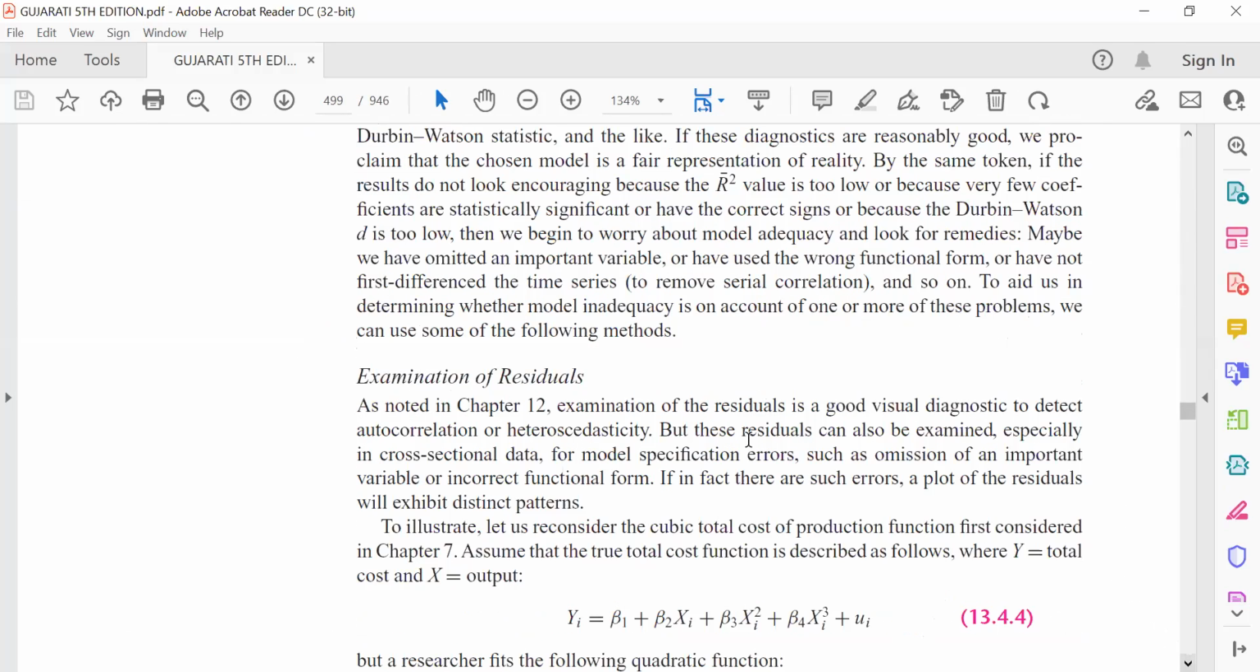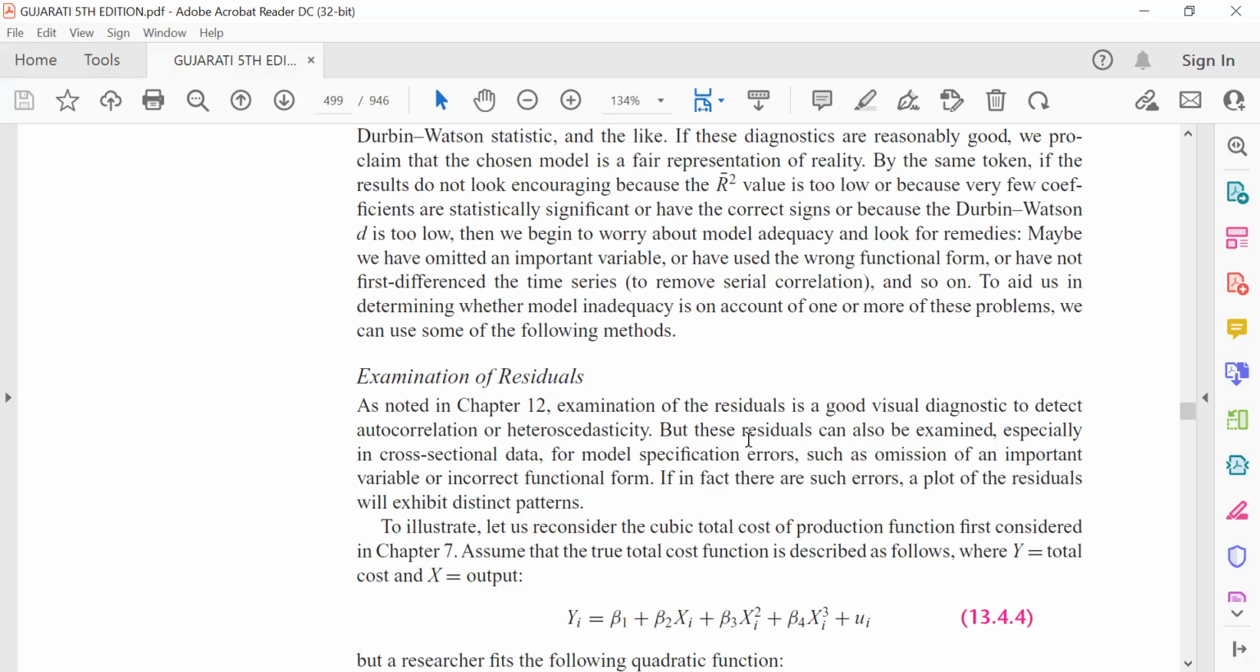The first one is examination of residuals. Examination of residuals is a good visual diagnostic to detect autocorrelation or heteroscedasticity. But these residuals can also be examined, especially in cross-sectional data, for model specification error, such as omission of an important variable or incorrect functional form. If in fact there are such errors, a plot of residuals will exhibit distinct patterns.